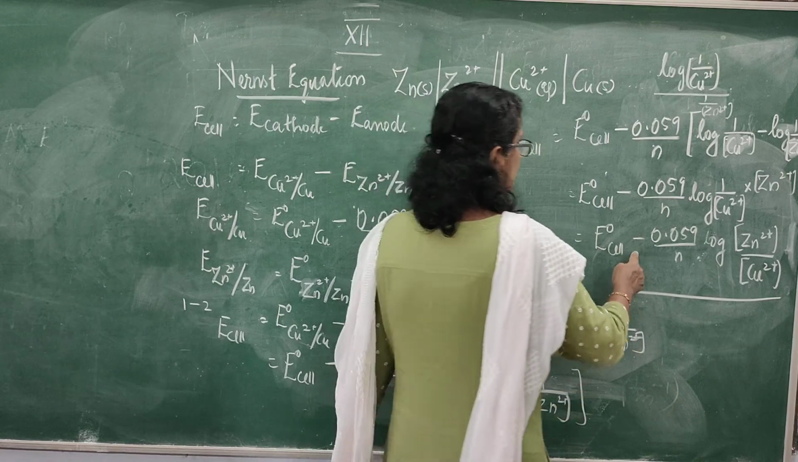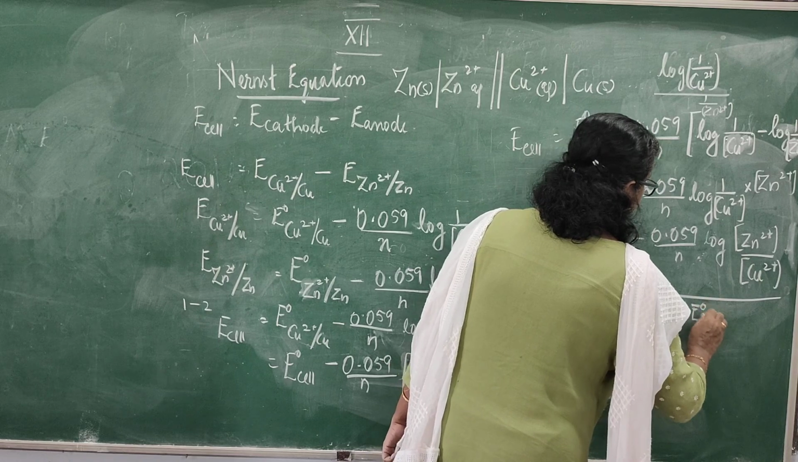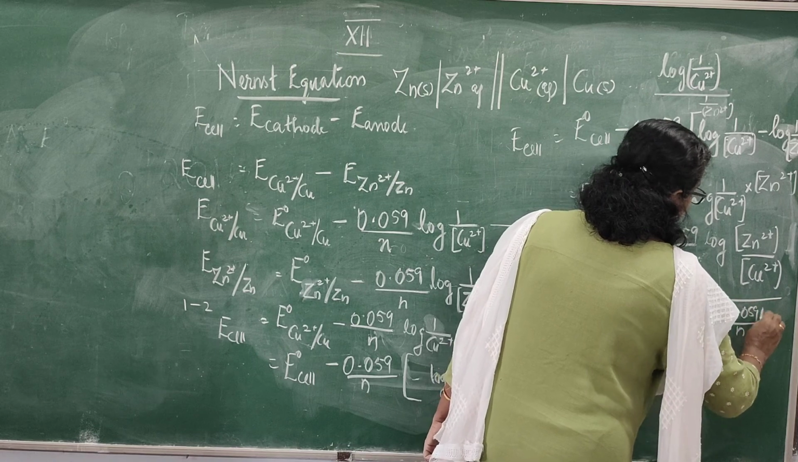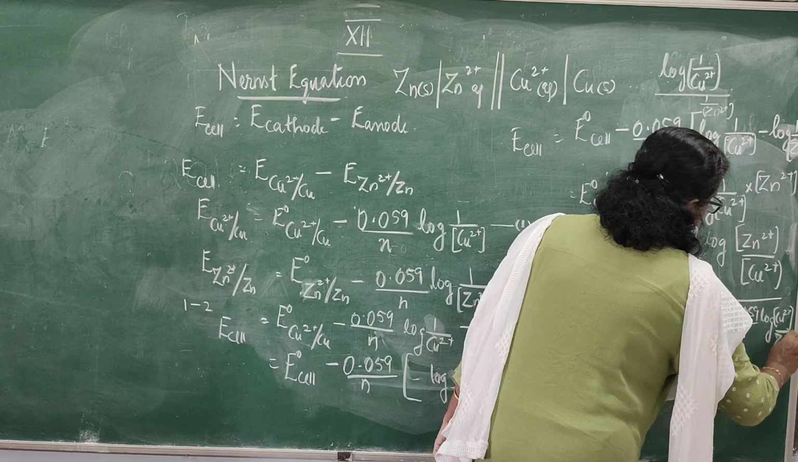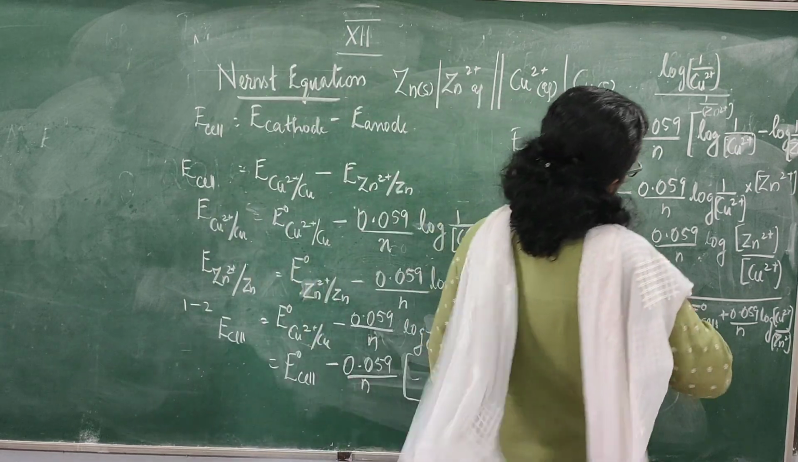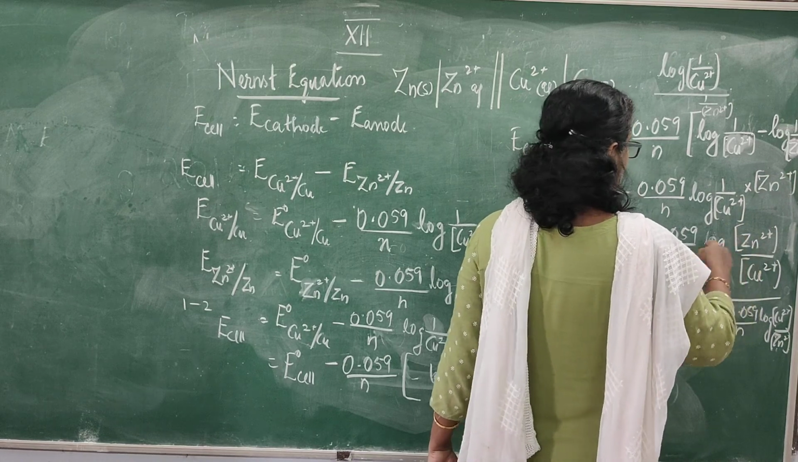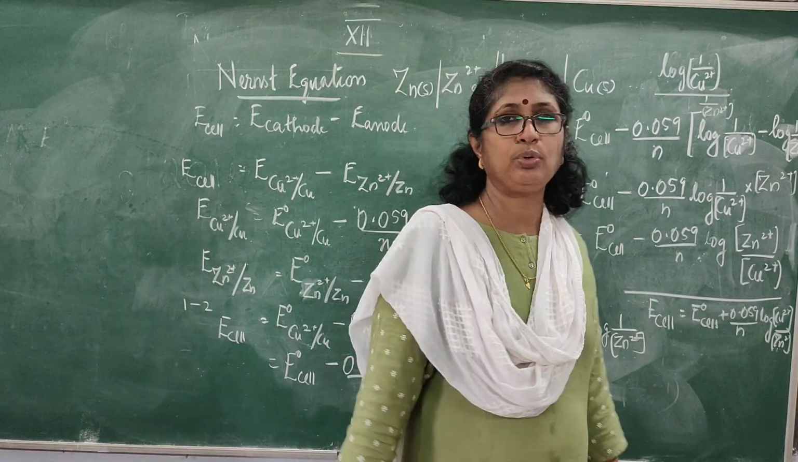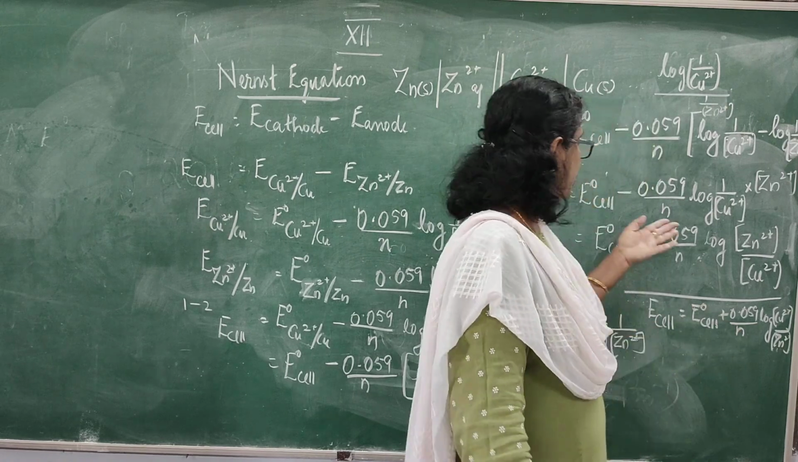If you write this as positive, then you can write E cell is equal to E naught cell plus 0.059 by n log molar concentration of Cu2+ by Zn2+. You can write this also. It's also correct, because we have minus of log A by B, so this will go reverse up, and we get the molar concentration of Cu2+ by that of Zn2+, then it will be plus here.